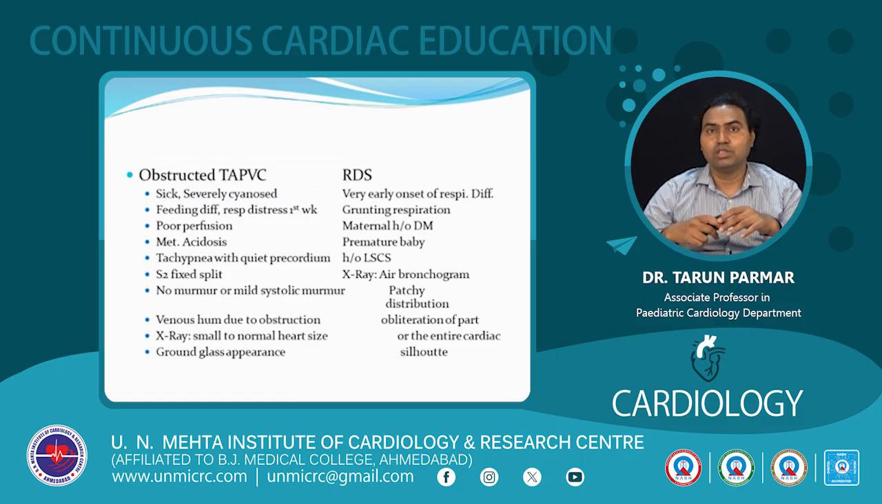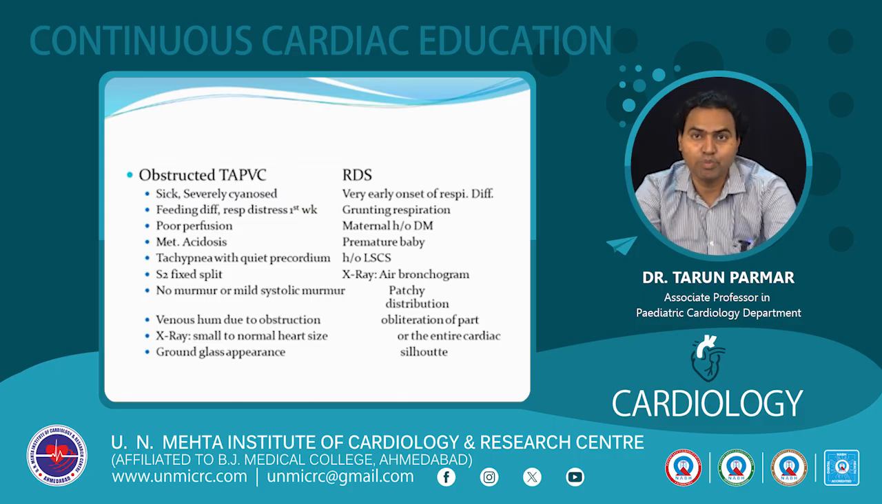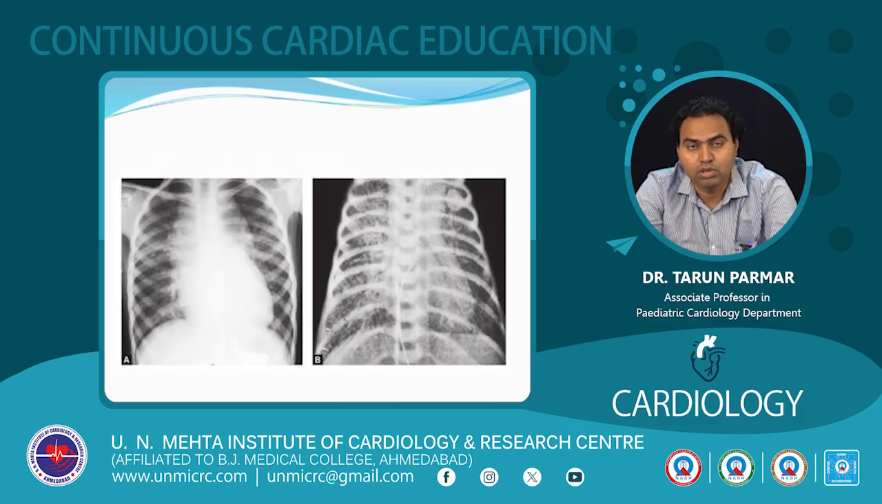In the RDS situation, this is a very early onset respiratory distress, grunting respiration is there, maternal history of diabetes mellitus, premature baby, as this happens more commonly in premature babies, history of LSCS may be there, and on X-ray you can see air bronchogram, patchy distribution, then obliteration of the cardiac silhouette. So the left side of the X-ray is the TAPVC X-ray, and the right side is the RDS situation. This is the ground glass appearance of the patient.